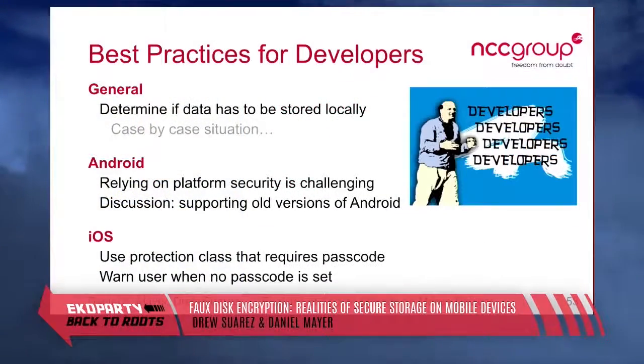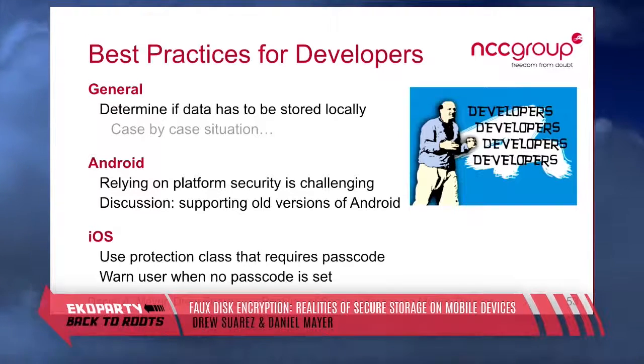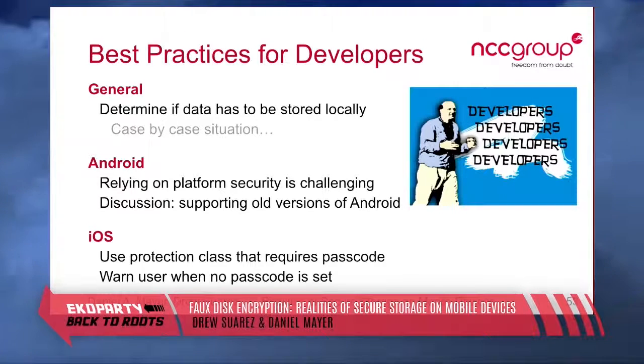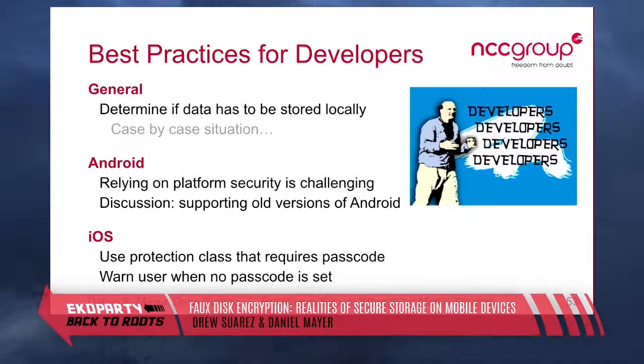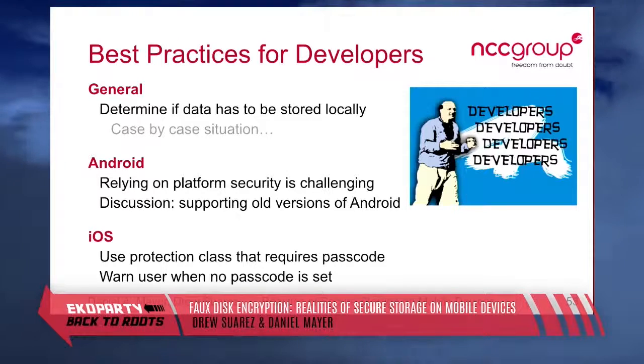And this is something we'd like to see more discussion on, is like, how old should your app support Android versions for? So do we want to just completely cut out certain versions of Android for your application to even run in because you just can't guarantee what protections exist there? Yeah, and on the iOS side, choose something which protects your data with a passcode. I talked about those classes. And you can now warn the user if there's no passcode and tell them that the data will not be as secure if you're writing applications like that.